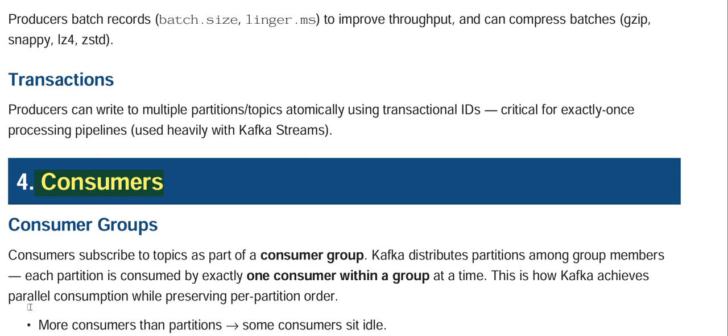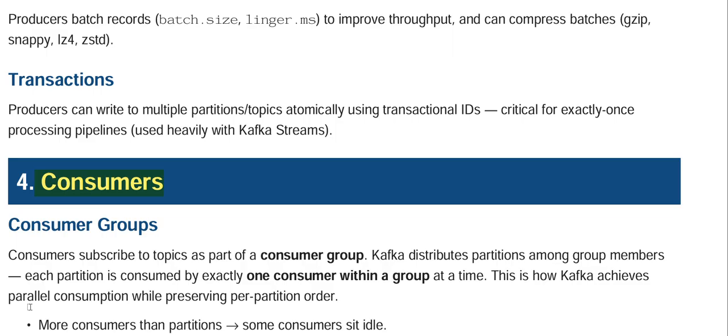Consumers subscribe to the topic as part of a consumer group. Kafka distributes the partitions among the group members. Each partition is consumed by exactly one consumer within a group at a time. This is how Kafka achieves parallel consumption while preserving per-partition order. So what does consumer mean? Each group has consumers.